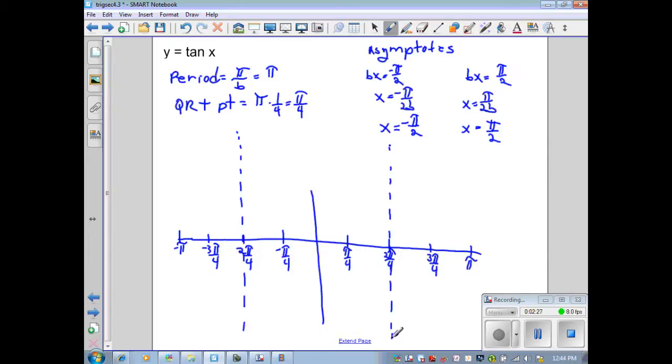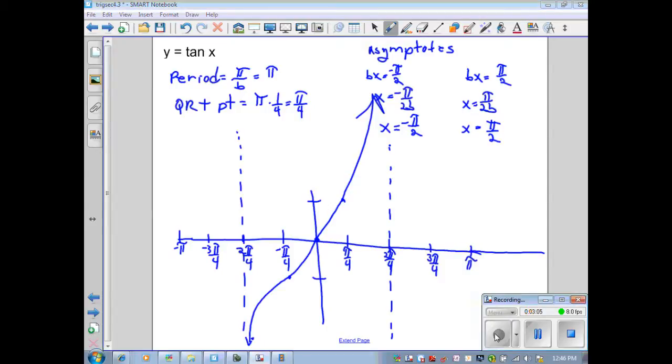Then recall our key points for tangent are a negative 1, 0, and 1. So we have our other quarter points graphed. There are 3 locations, so that will give us a negative 1, 0, and 1. Then I connect with a smooth curve similar to the one on the diagrams on previous slides.